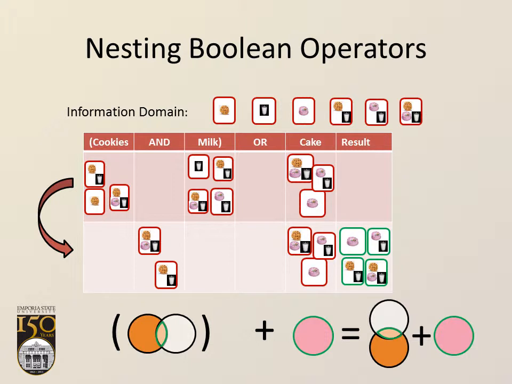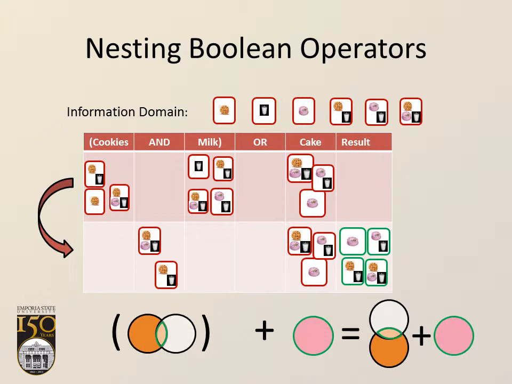In the parentheses, the first term is cookies, so we pull everything out of our information domain which has cookies in it. Our second term is milk, so we pull everything out of the information domain which contains milk. We combine these together by saying we want only items which have both cookies and milk on the menu item. So what we end up with is cookies, cakes, and cookies and milk.